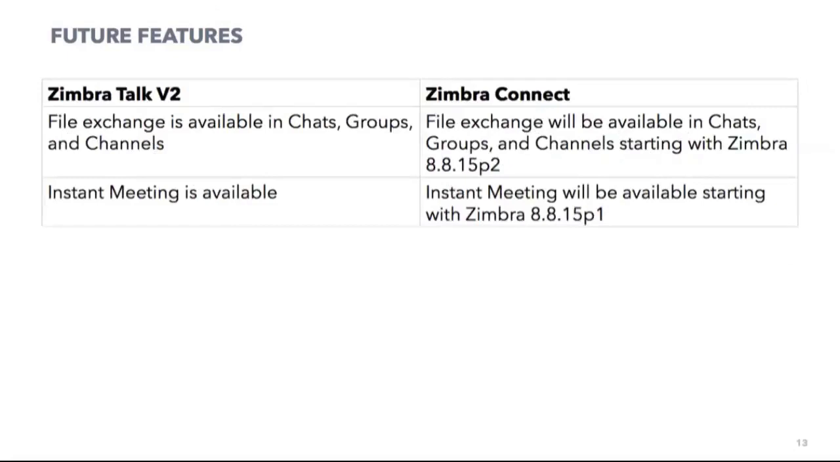And the other thing is the instant meeting capability. So instant meeting was the ability to invite external participants to a video call within Zimbra Talk, and that meant that you could have people outside of your organization that didn't have a mailbox or an account on the Zimbra platform join into video calls within there. So that currently isn't available in Zimbra Connect yet, but as I say, that is coming as well. So that's going to be introduced in patch 1. So that'll be a patch coming probably in the next few weeks or so. So just be aware of that.